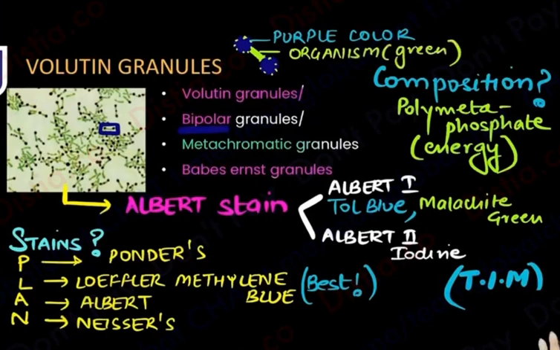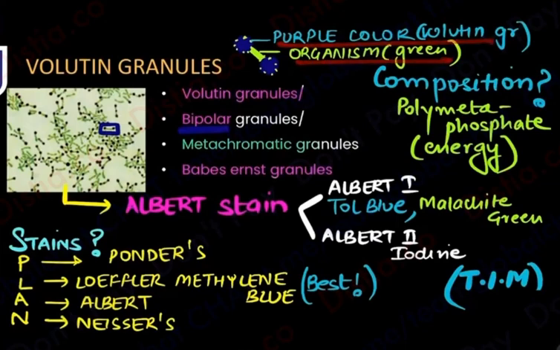So if I give you a fill in the blank, I don't give you this picture. I say on Albert staining, organism comes dash in color and the volutin granules are going to come dash in color. So you'll say simple. Organism is green in color and the volutin granules are purple in color. How did they turn purple? By this two-faced stain, toluidine blue. All your volutin granules are almost in one slide.